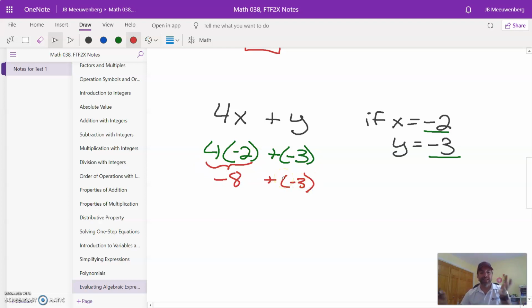And this is actually, I think, easier to think about, being plus negative. You're $8 in debt, you add on $3 of debt, you're going more negative. 8 plus 3 is 11, but we're in the negative land. Negative 11 is our value.